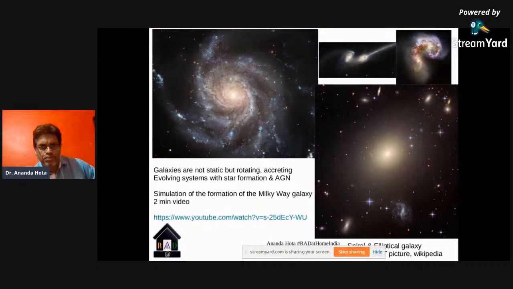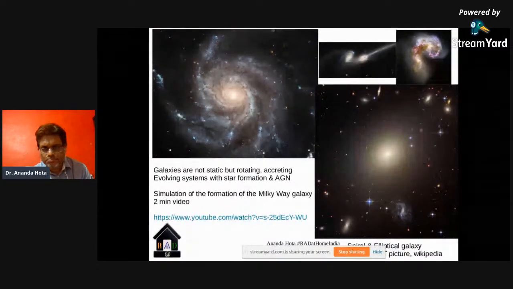The way the snapshot picture shows, they are not static. They are accreting, rotating, evolving systems with star formation and AGN activity, black hole activity basically. When a black hole feeds on matter, they are called active galactic nuclei, AGN. Let's quickly see a simulation, just less than 2 minutes.